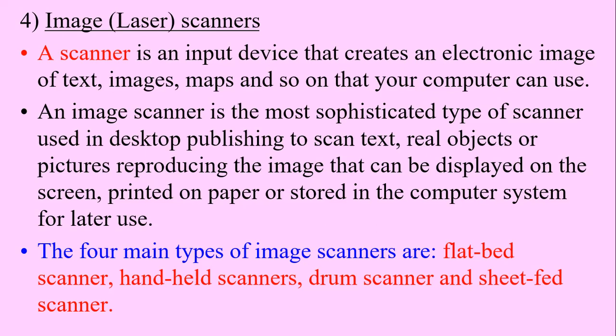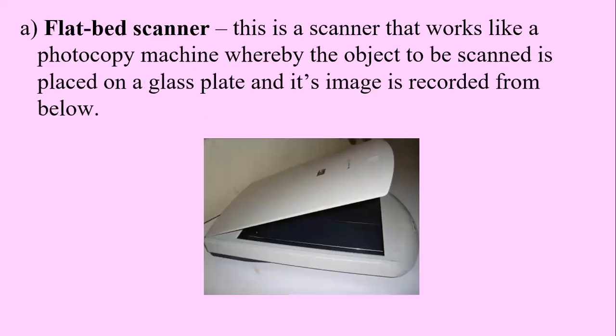The 4 main types of image scanners are the flatbed scanner, handheld scanners, drum scanner, and sheet-fed scanner. A flatbed scanner is a scanner that works like a photocopy machine, whereby the object to be scanned is placed on a glass plate and its image is recorded from below. Example of a flatbed scanner.